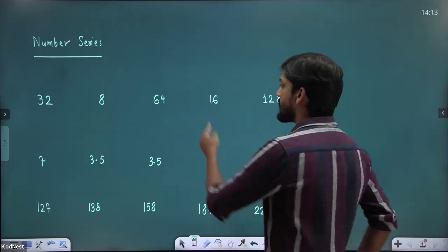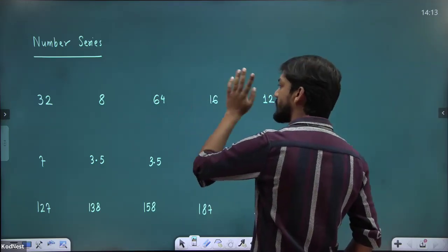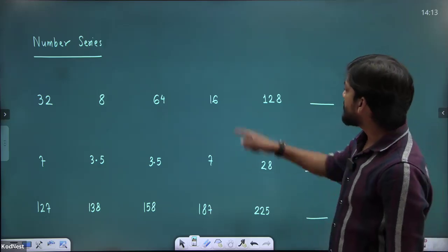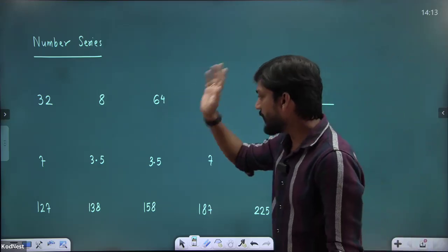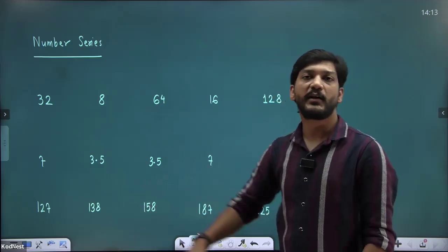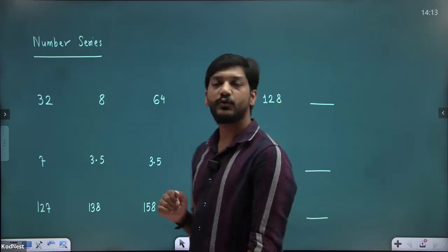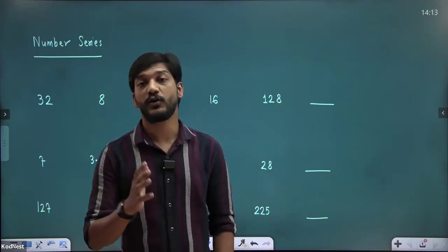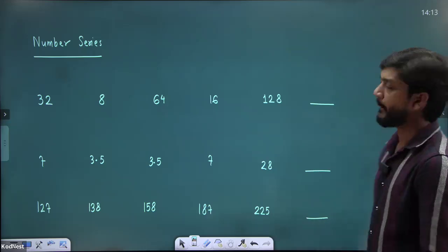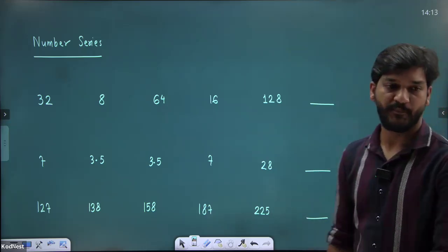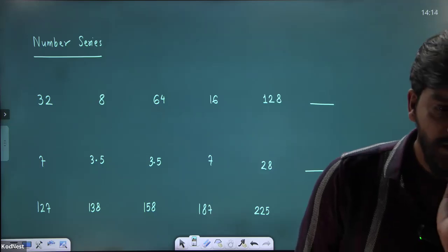But here I can see 64 and 16. 64 divided by 4 is 16, then 16 into 8 is 128. So here I can think multiply and divide, but here I will not think multiply and divide. So which operation is best to think in the series? This is what you have to observe. So please start. First answer is 3.